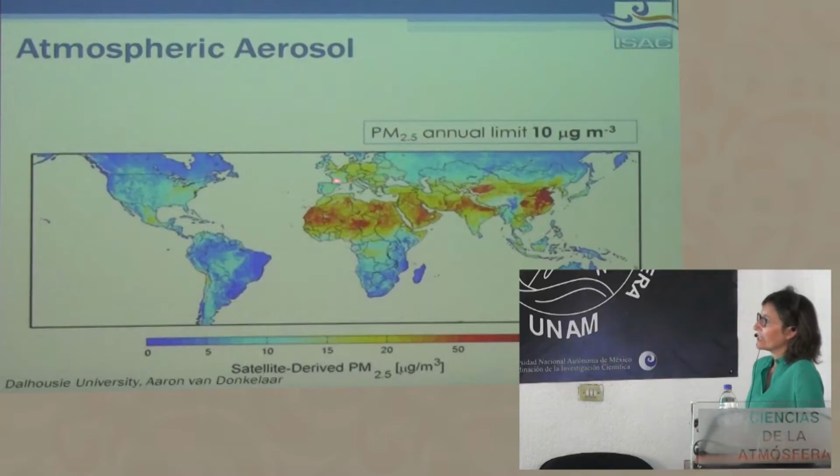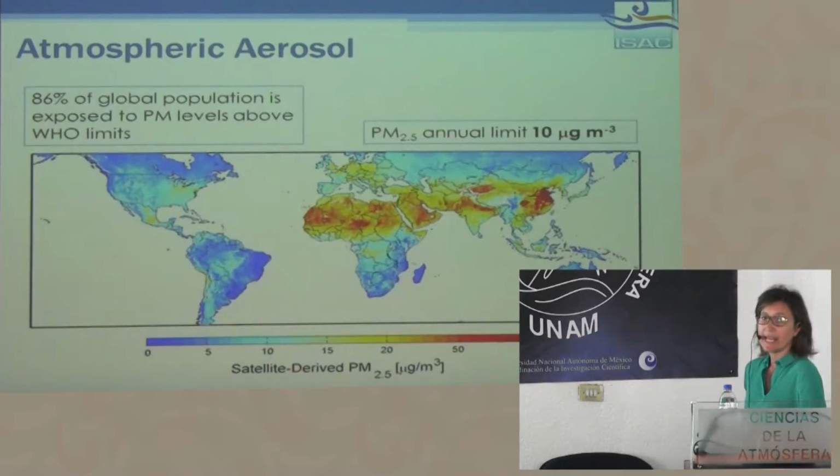This is the Po Valley, and you can see that it's this orange-red spot there. And also Mexico City is here, so you can see an orange spot here as well. As we said, the limit is 10, so we should be around here. And you can see that there is a large part of the world where a large number of people live, where the concentration is much higher than the limit set by the World Health Organization. So about 86% of the global population is exposed to PM 2.5 concentration well above this limit.